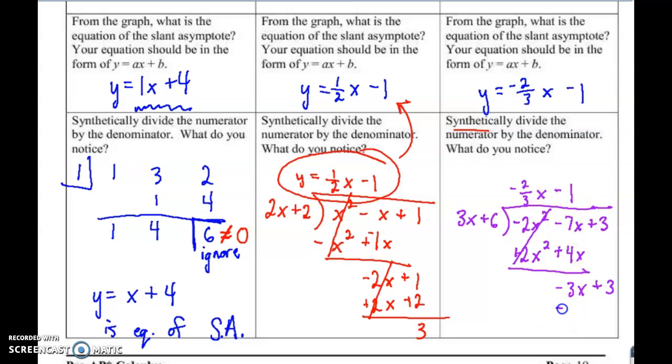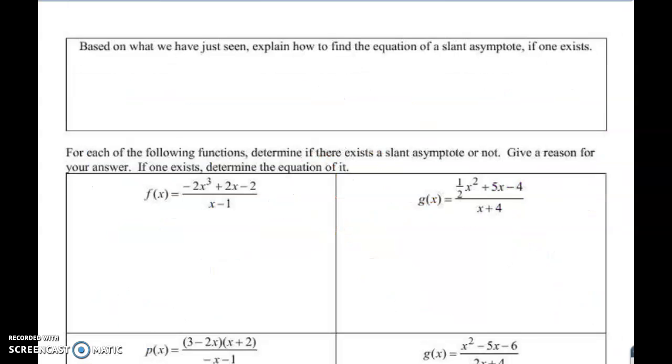-1. And you can double check that you did everything correctly, because you should get a remainder that's not 0, and that 9 is not 0. And what we end up with is the equation that matches the slant asymptote. So now we finally have everything to put it all together.